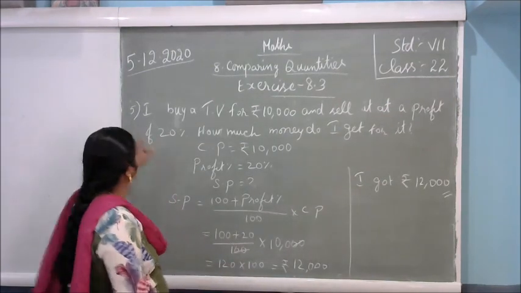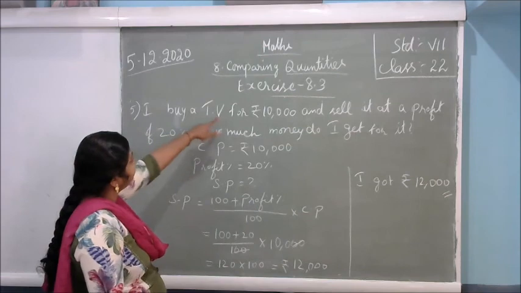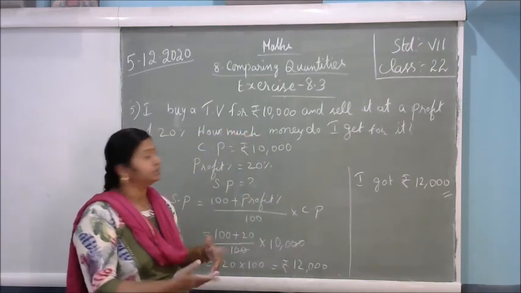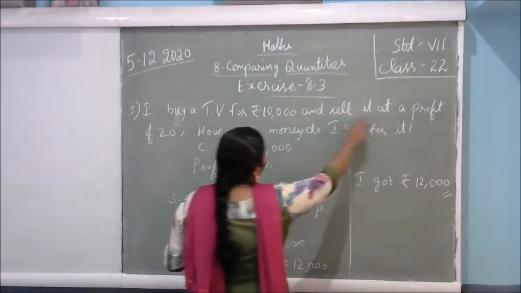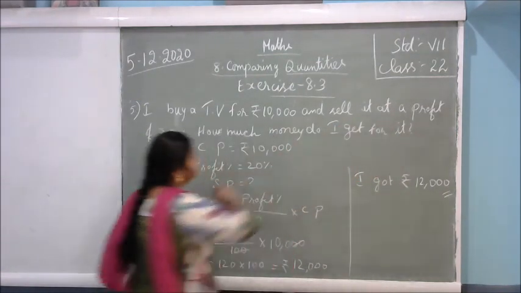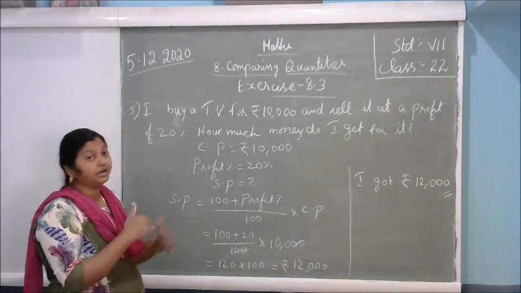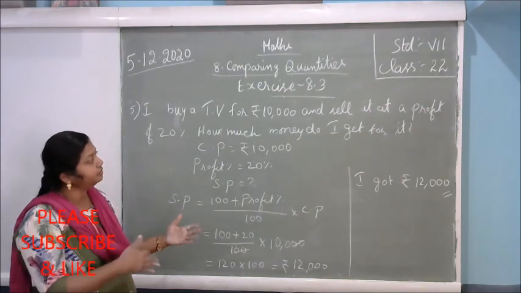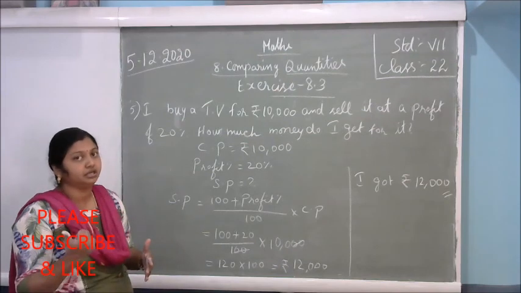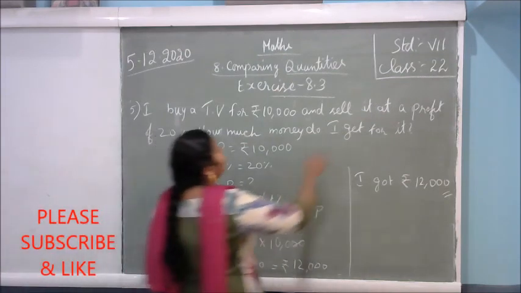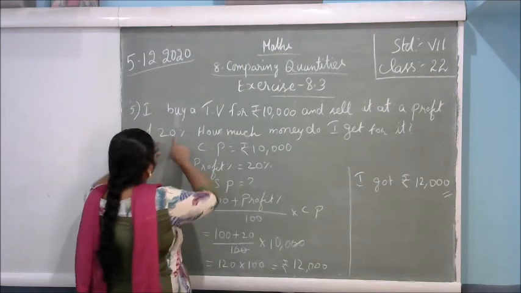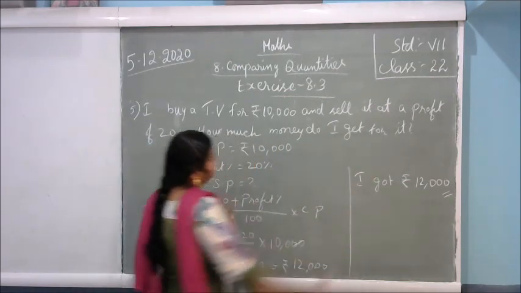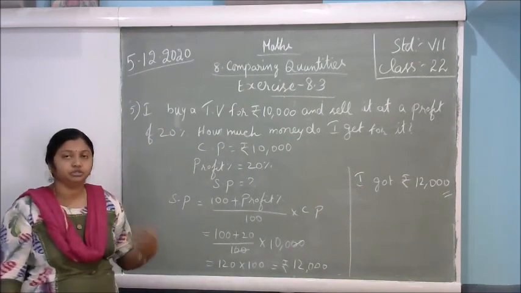The fifth sum is, I buy a TV for 10,000 rupees. So you buy, no, that is your CP. And sell it at a profit. How much money you sold it for, they didn't give, and the profit also they didn't give. Here they have given a profit percentage, a profit of 20%. How much money do I get for it? That means you should find out the selling price.